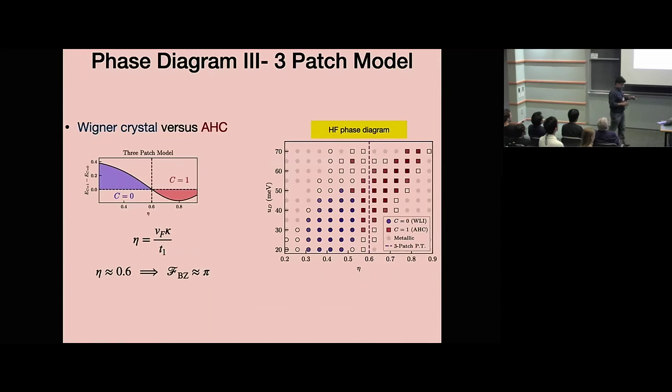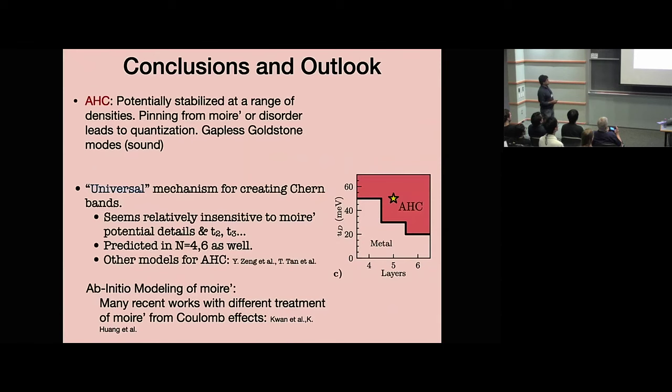Okay, so let me conclude. I talked about this idea of this anomalous Hall crystal. There are many more things one can say about it. For example, when does it show quantized Hall effect? You need to have either a Moiré or some disorder to pin it, and that's what leads to the quantization.